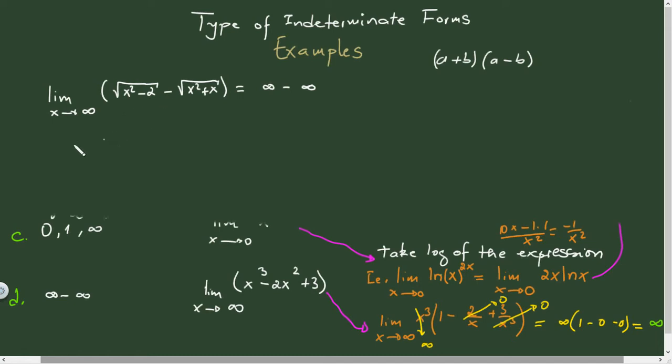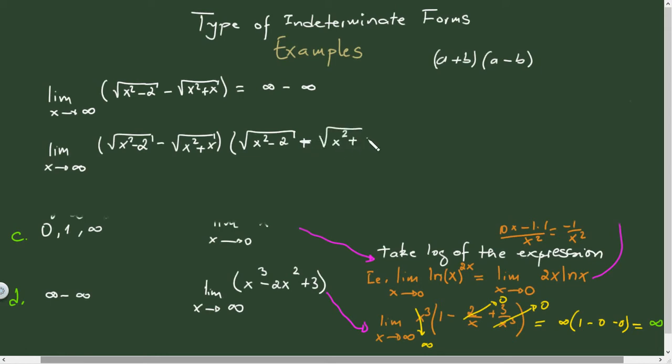by the same thing. So that's going to give us the limit as x tends to infinity of the square root of x to the power 2 minus 2, minus the square root of x to the power 2 plus x, times the conjugate, which is the square root of x to the 2 minus 2 plus the square root of x to the 2 plus x, and then divide by that conjugate, which is the square root of x to the power 2 minus 2 plus the square root of x to the 2 plus x.